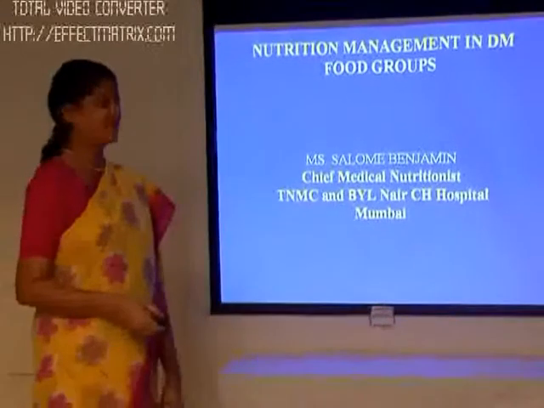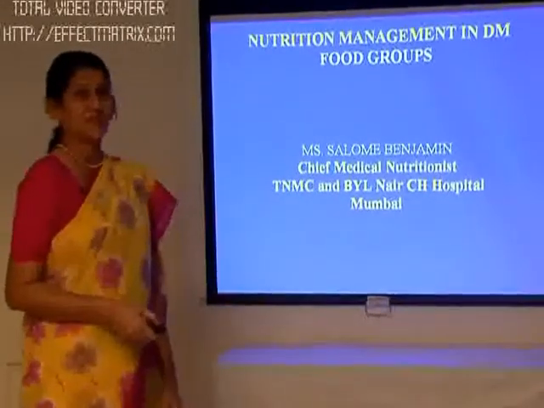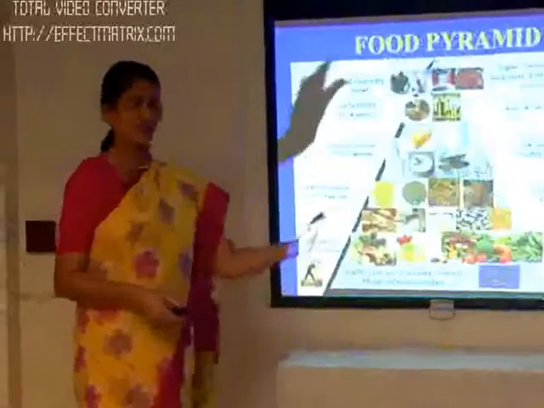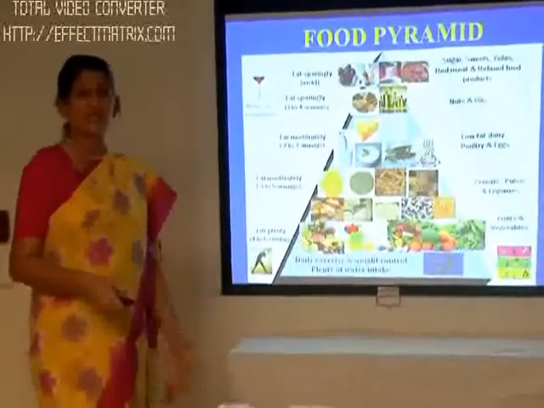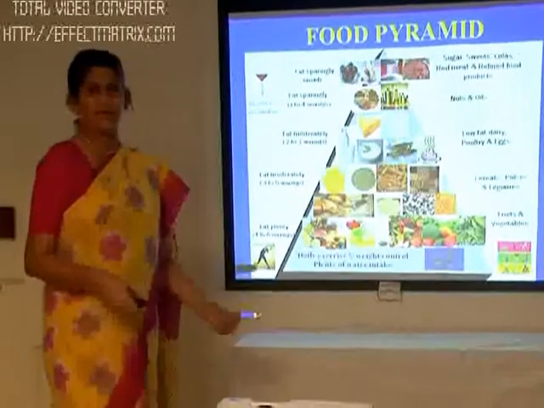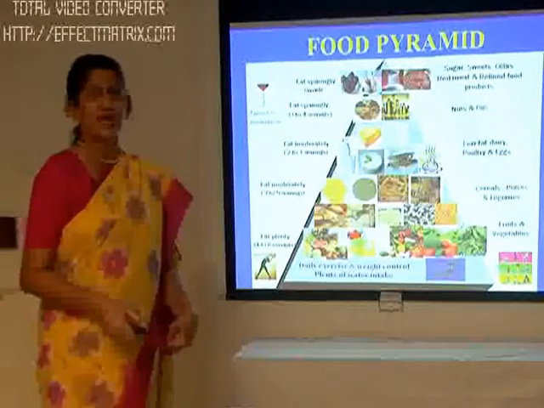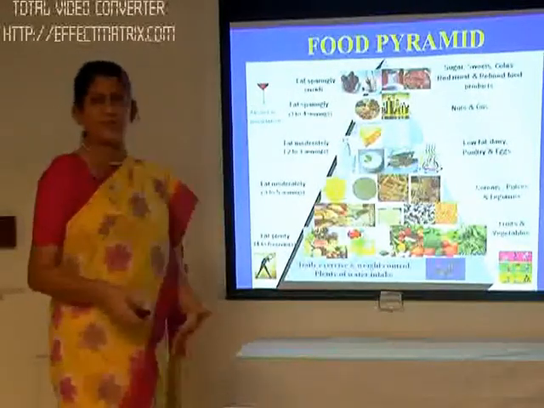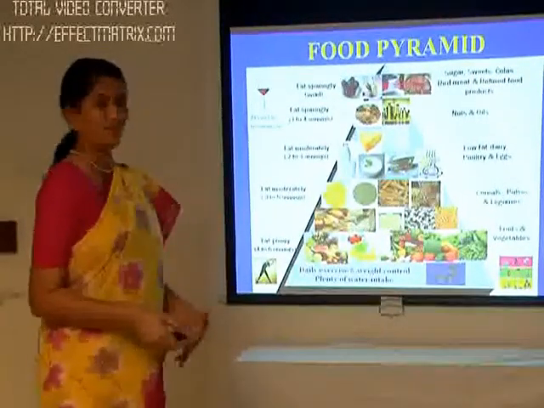Start with today's lecture, nutrition management in diabetes management using food groups. We all know there are 5 food groups, and these food groups represent what we eat in our day-to-day life. This food pyramid is the easiest way to decide how to eat, how much to eat and when to eat. This pyramid also tells us what we eat and how we pick up food.